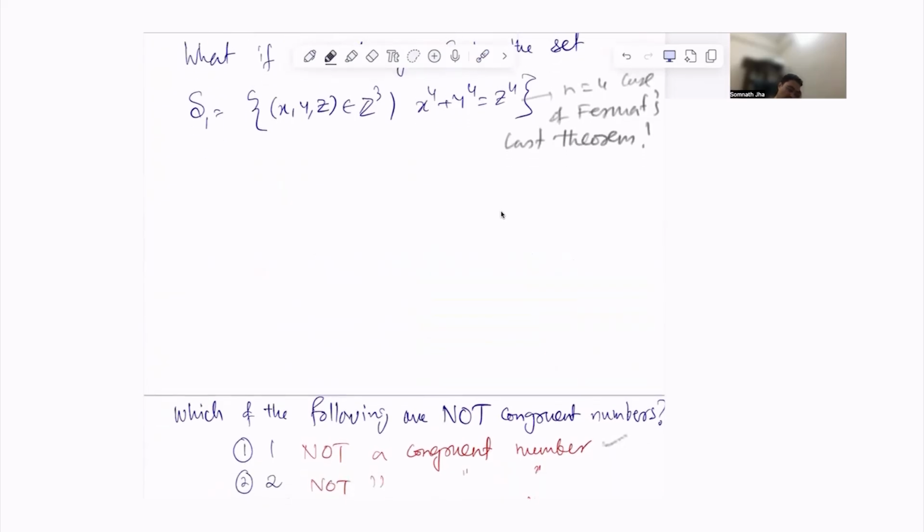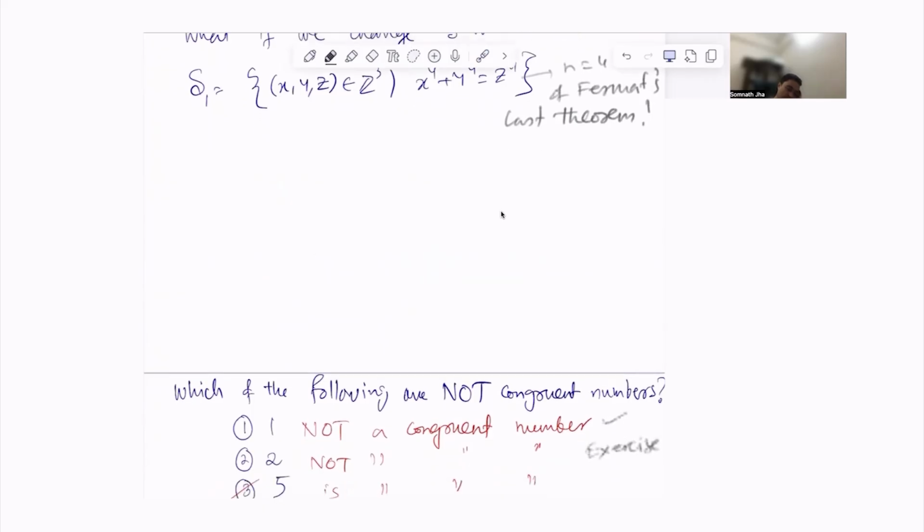The second is 2. 2 is not a congruent number. This we have given as an exercise. Similar to 1, you can prove it. Similarly, 3 also you can prove is not a congruent number, as I have stated. What about 5? 5 is a congruent number, we have shown.